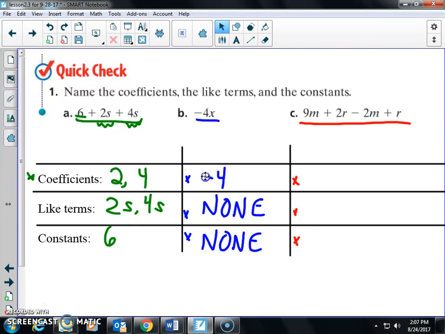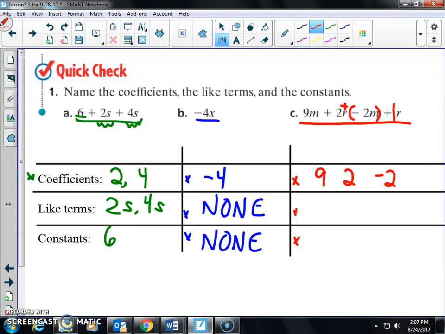In the last one, remember, before we start, we have to change subtraction into addition. Hopefully you remember to do that. And if you want to put in the invisible 1. So here we go. Coefficients. I see a 9 attached to an m. I see a 2 attached to an r, a negative 2 attached to an m, and an invisible 1. So there are actually 4 coefficients. Like terms, 2r and 1r. There's one more set, and that's 9m with negative 2m. And last, constants, there are none.